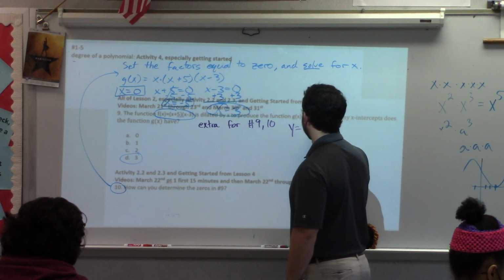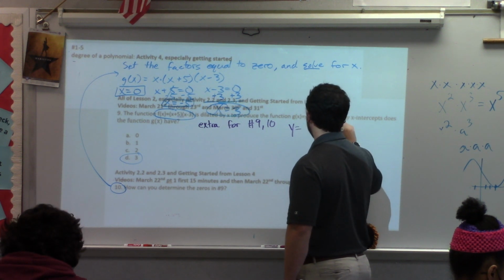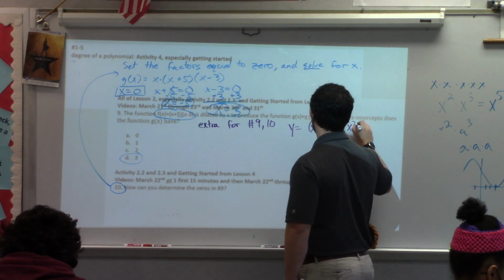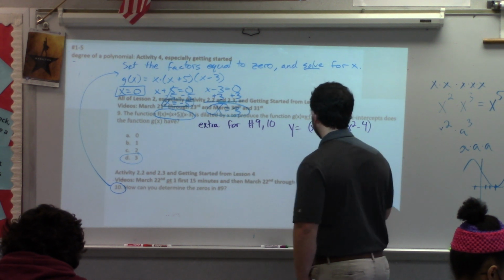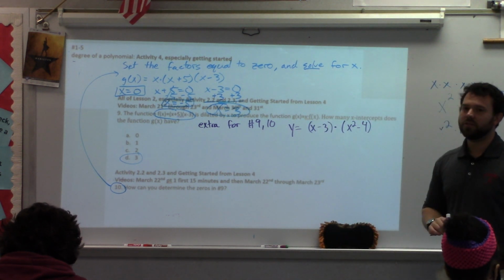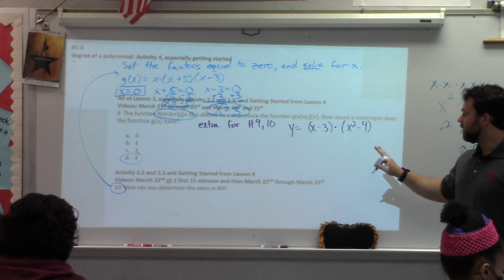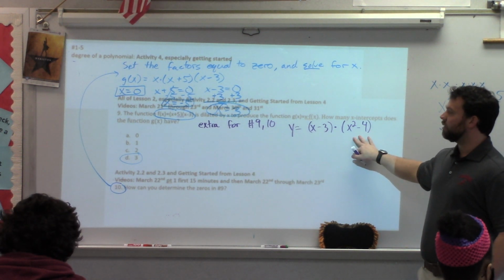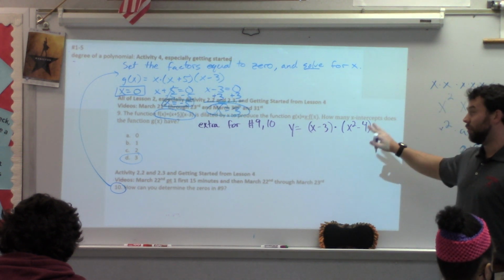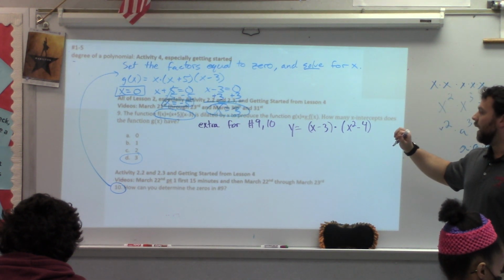y equals x minus 3 times x squared minus 4. I can set each of those factors equal to 0. Now, I'm going to pause for a second before I set this factor equal to 0 and show you what we would do with that, even though you already really know. And I want to point this out.